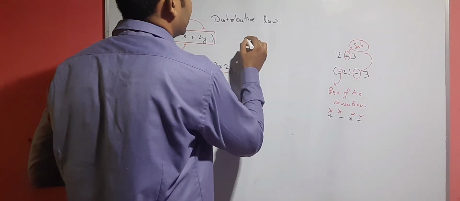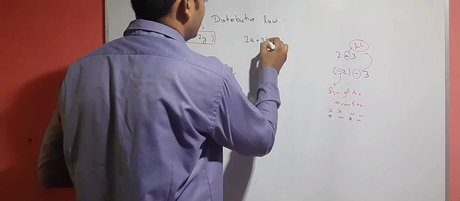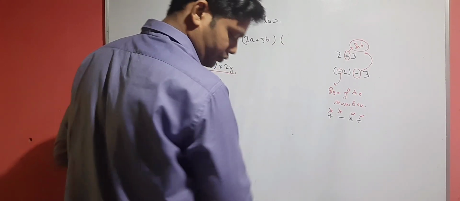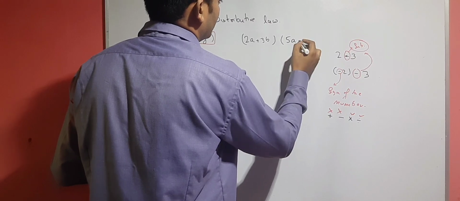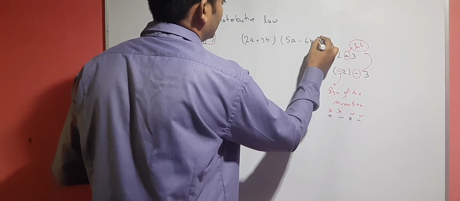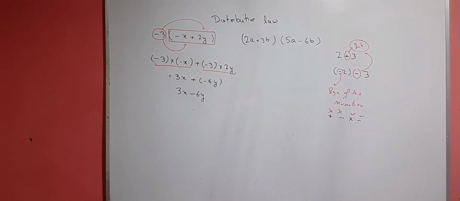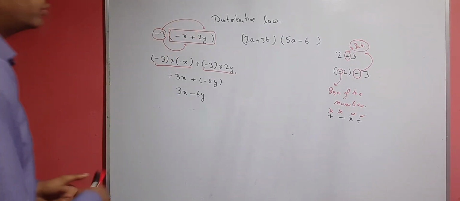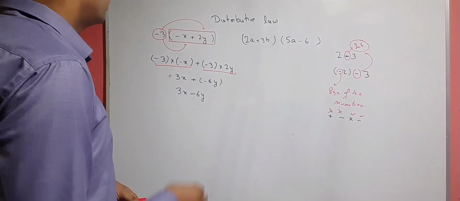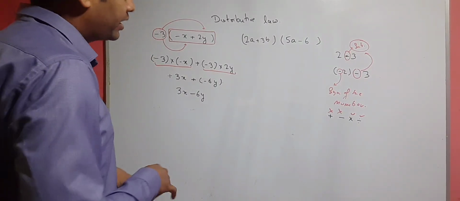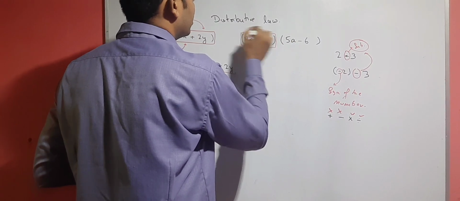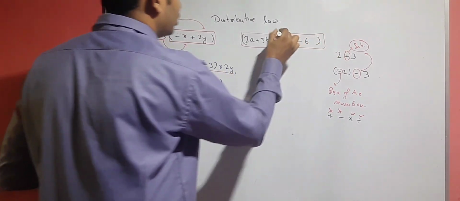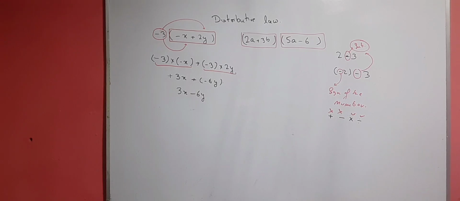So like 2a plus 3b, and here 5a minus 6b, like this. Then in this case, what do you have to do? Sir, in this case, it's in the bracket. You said whenever it's in the bracket, it's a complete unit. So one bracket is a complete unit, another bracket is a complete unit. So what sign is there between them? This is a multiply sign. So what do you have to do?